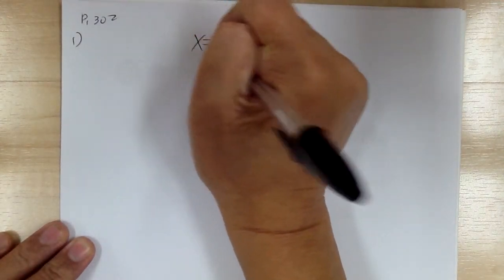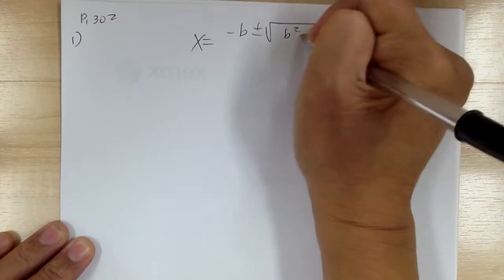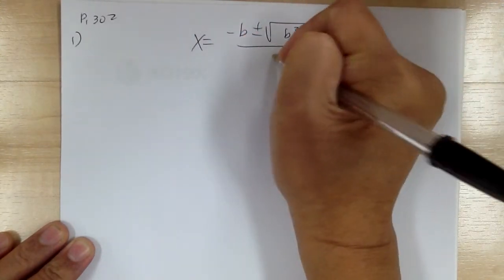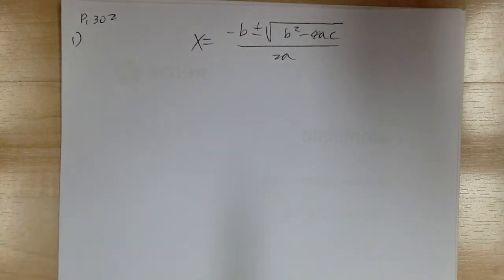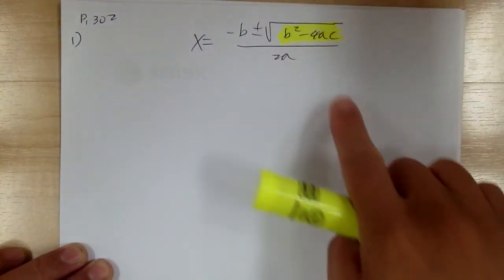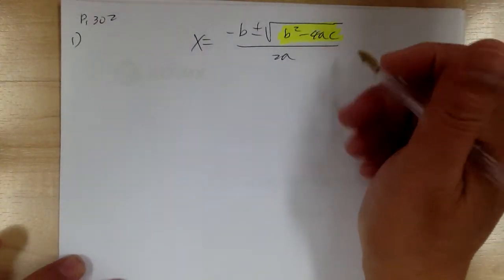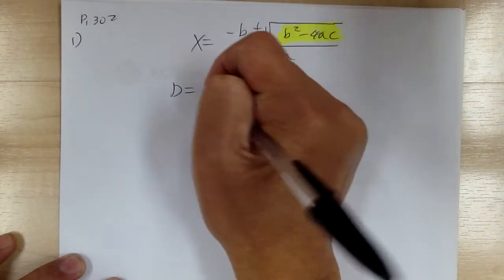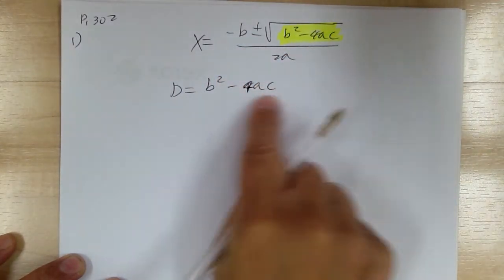So the quadratic formula is x equal to negative b plus or minus square root of b squared minus 4ac over 2a. So the part that is inside the square root, okay, this part right over here, that is your discriminant. So that's your d. So d is equal to b squared minus 4ac. And so this is going to be very important.